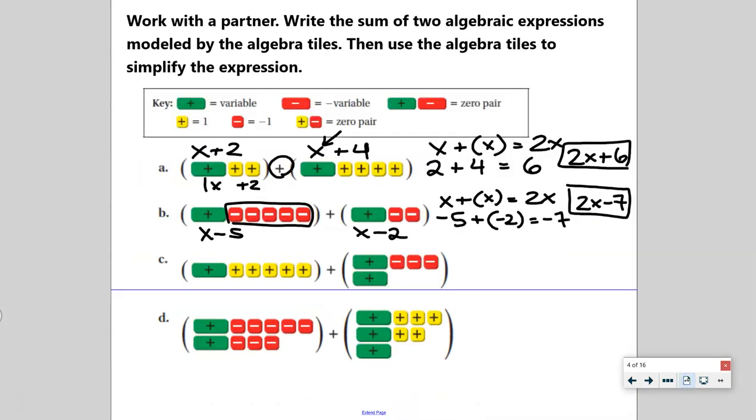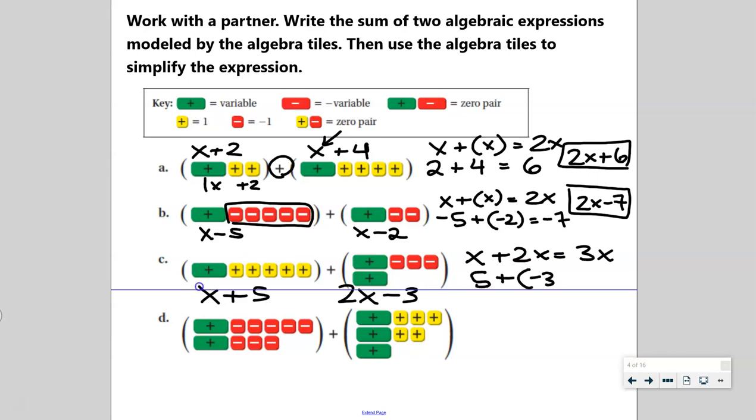Make the screen a little bit larger here. So now we have x plus 5, and we have x minus 3. Watch what happens now. We have 2x minus 3. And so we have x plus 2x. That's going to be 3x. And then we have 5 plus a negative 3. Again, this plus sign is coming from what's in the middle of the 2 algebraic expressions. And so with 5 plus a negative 3, there's more positives than there are negatives. So we'll have positive 2, ending in 3x plus 2.